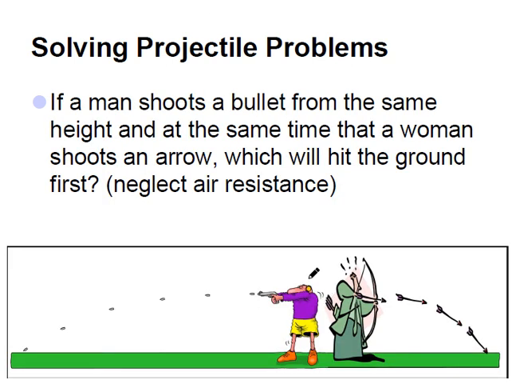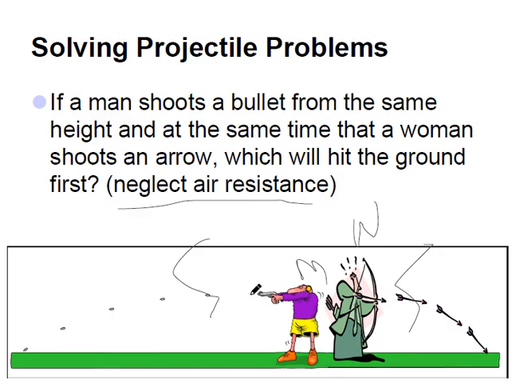The next thing is we have a man and a woman here. The man is shooting with a gun, and the woman is shooting with an arrow, and we're going to compare. We want to know which one is going to hit the ground first. Of course, we're not going to consider the air resistance in the atmosphere. So he is going to shoot the bullet, and she is going to shoot the arrow, and we have to identify which one is going to hit the ground.